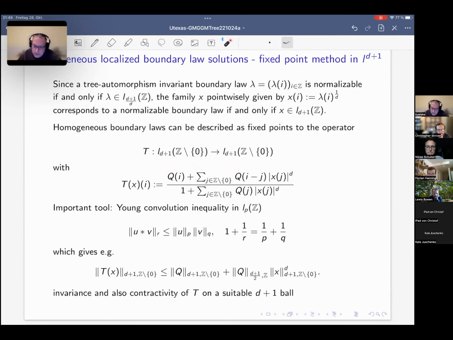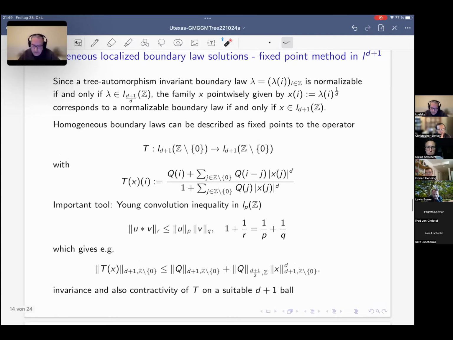And we formulated it here on the full space to allow also for negative values, but effectively they will all be positive. So this is a convolution of Q with x to the d, and this is a normalization which keeps these things at the value i equals 0.